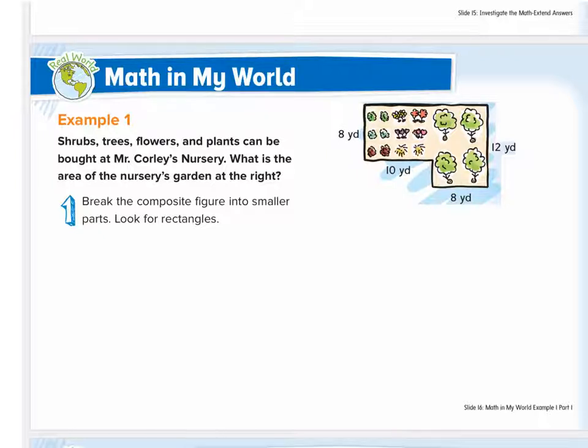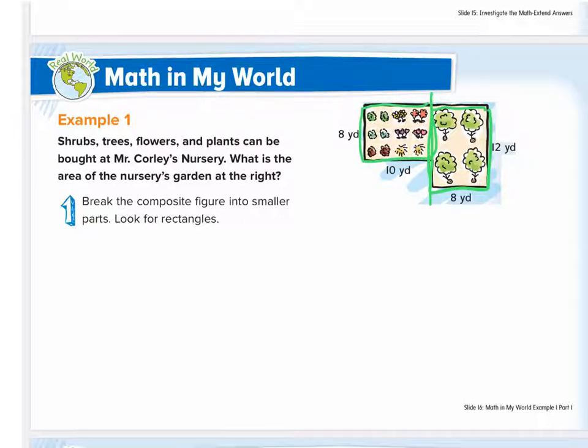So here we have a garden. It says shrubs, trees, flowers, and plants can be bought at Mr. Corley's nursery. What is the area of the nursery's garden at the right? Break the composite figure into two smaller parts. I'm just going to draw a line right here to break it apart into this rectangle and this rectangle.